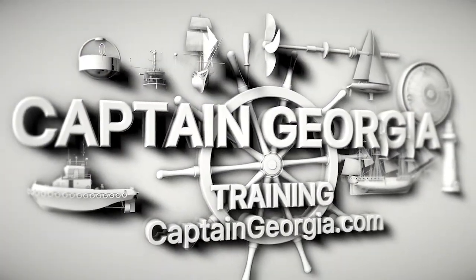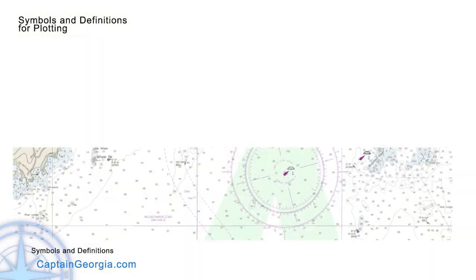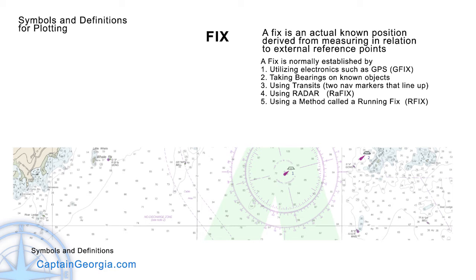Let's get started. Part 1. Plotting basics. The first thing we need to learn about is a fix. A fix is an actual known position derived from measuring in relation to external reference points. We need to figure out where we are by finding out where we are in reference to something else.